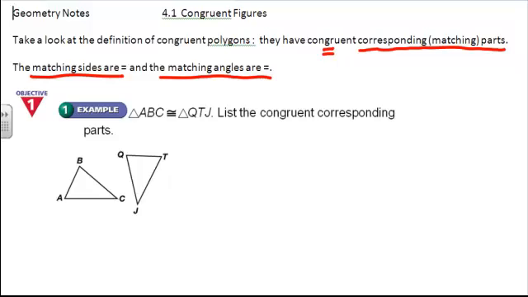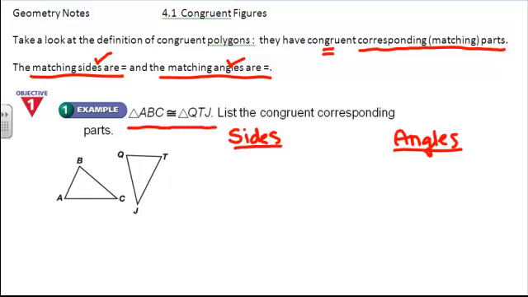Okay, very first example says triangle ABC is congruent to triangle QTJ. List the corresponding congruent parts. And we have sides and we have angles we have to list. So I'm going to start with my sides, and then I'm going to list my angles. Alright, so I'm looking at these pictures and there's absolutely no marks, and I'm going to add the marks based on this congruent statement. And this congruent statement is very important, and the reason why it's important is because we're going to list the sides in the same order as the letters in the congruent statement.